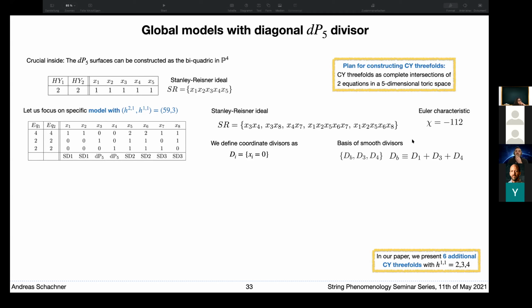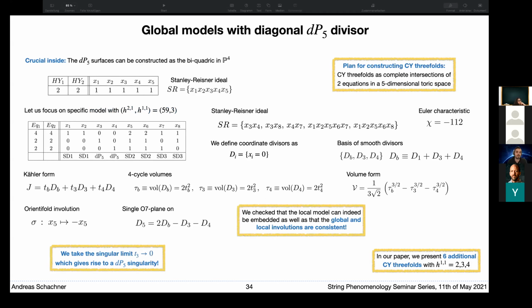Now, in a basis of smooth divisors, we can define the Kähler form and then compute the volume form for this specific Calabi-Yau threefold, which is indeed of Swiss cheese type, which is necessary later on when we stabilize Kähler moduli using the large volume scenario.